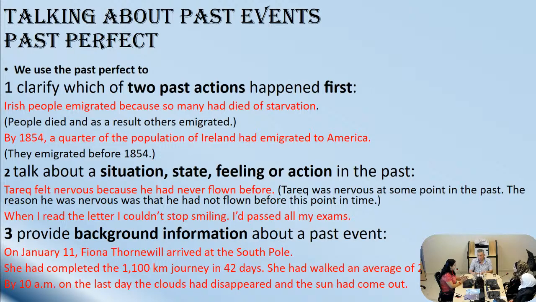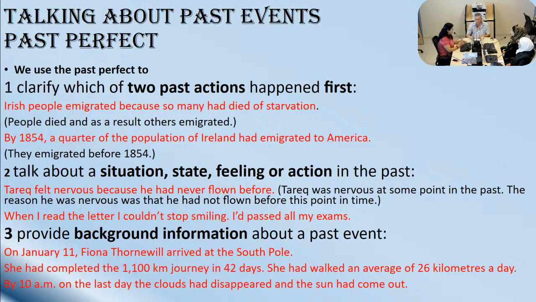The third one is to provide background information. When we have background information, we use the past perfect, like: on January 11, Fiona Thornwell arrived at the South Pole. This is a situation. Something happened in the past. She had completed a 1,100 kilometer journey in 42 days. She had walked, so all these actions happened before that date.